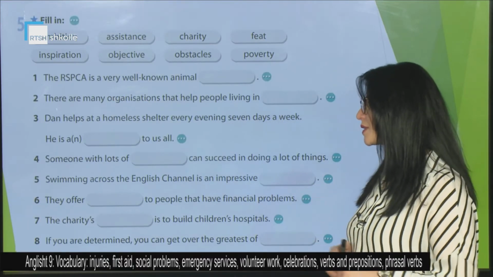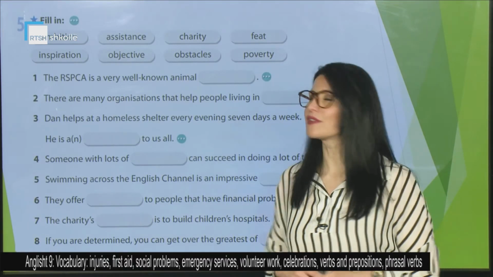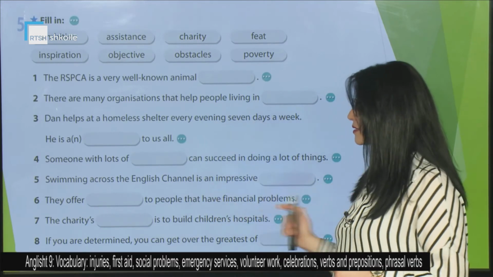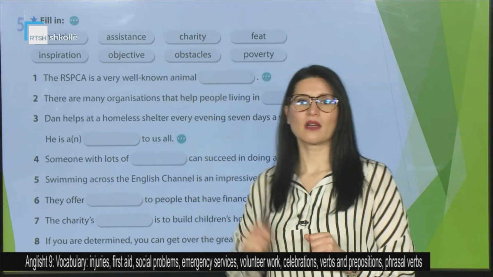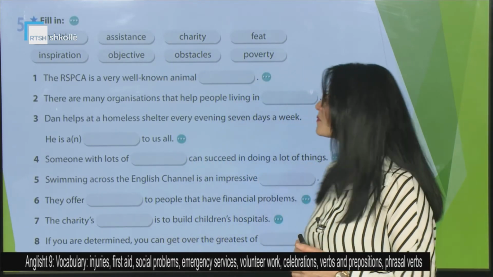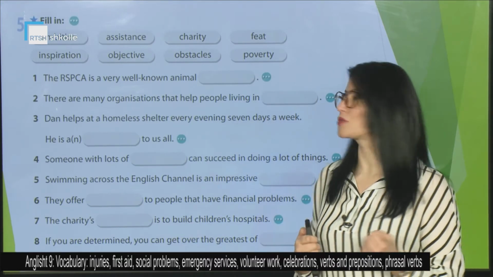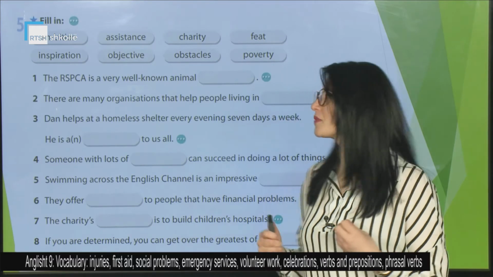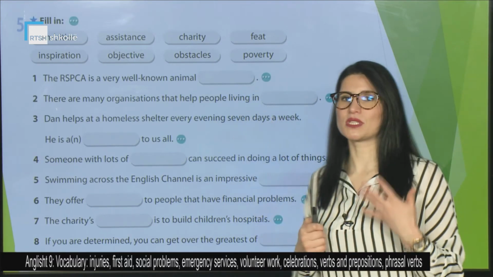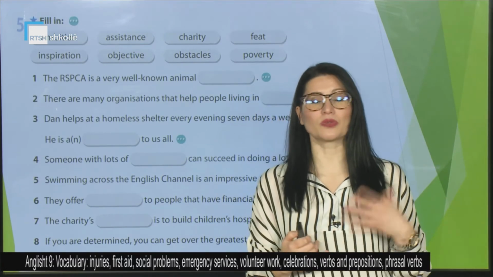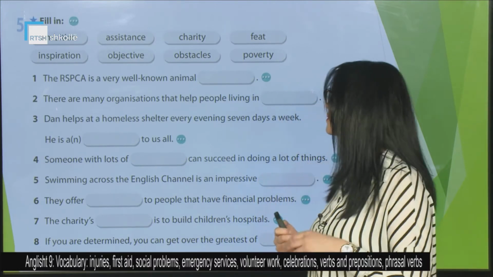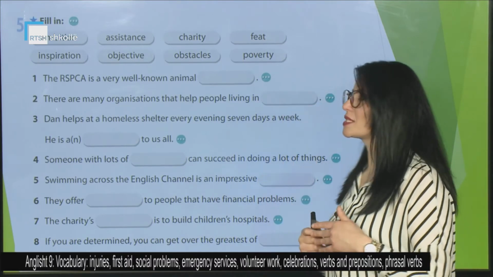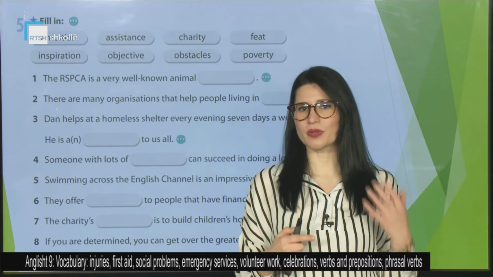Here we have got another exercise, exercise number 5, which is complete the sentences again with the words that are above. And the words are ambition, the great desire to do something, assistance, which means help or aid. Then we have charity, which is an organization to raise money for a special cause or matter. Feat, which is a very dangerous or thrilling activity.